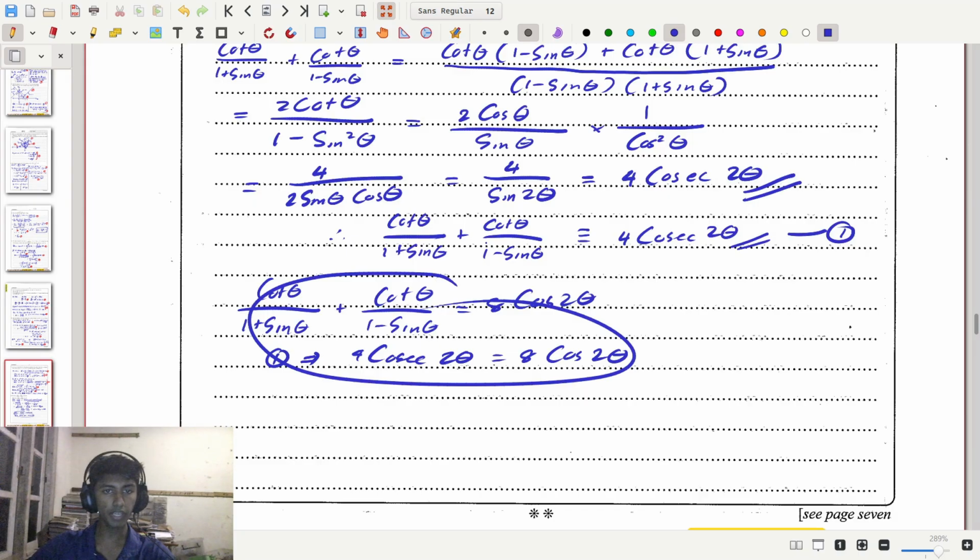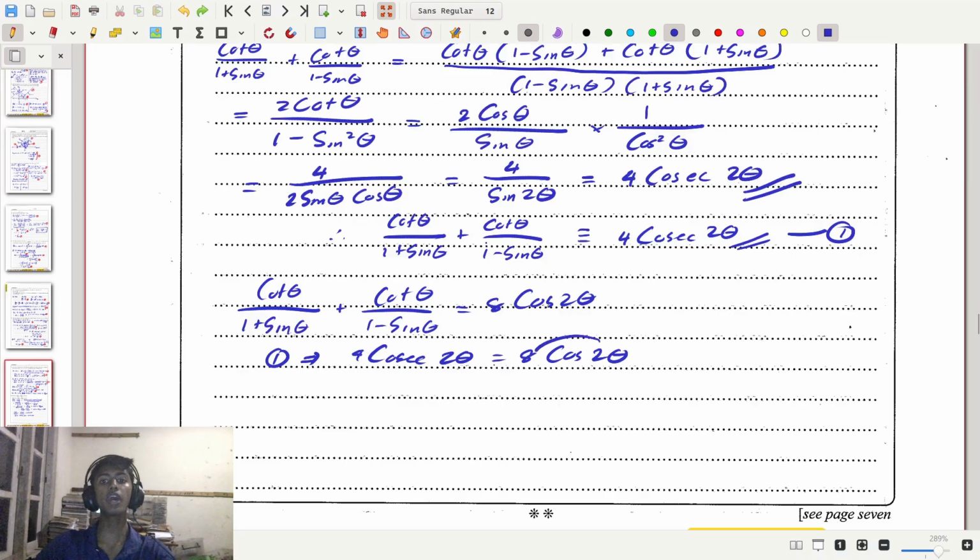Now after this we can simplify: we have 4 on this side, 8 on this side. If we cancel the 2 we're going to get 2, and we also have cosine of 2 theta here, and here cosec 2 theta is 1 divided by sine of 2 theta. Therefore, if we take this to the other side, we get sine of 2 theta times cosine of 2 theta. Simplifying and cancelling the 4 against the 8, we get 1 equal to 2 times sine of 2 theta times cosine of 2 theta.